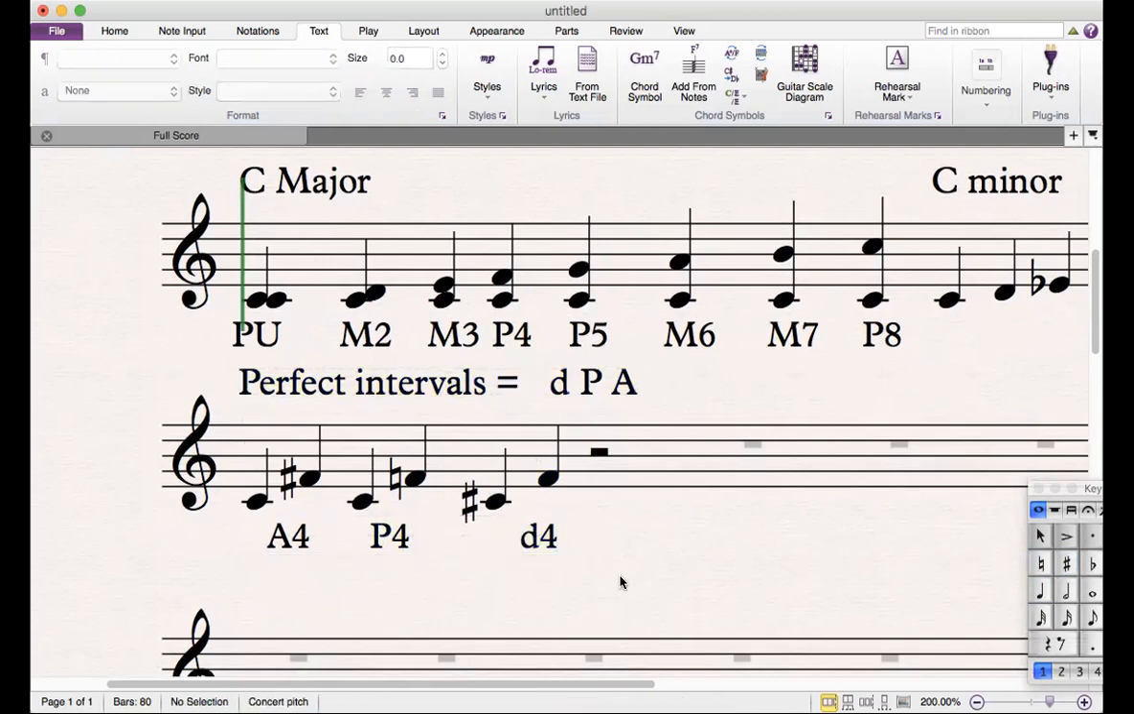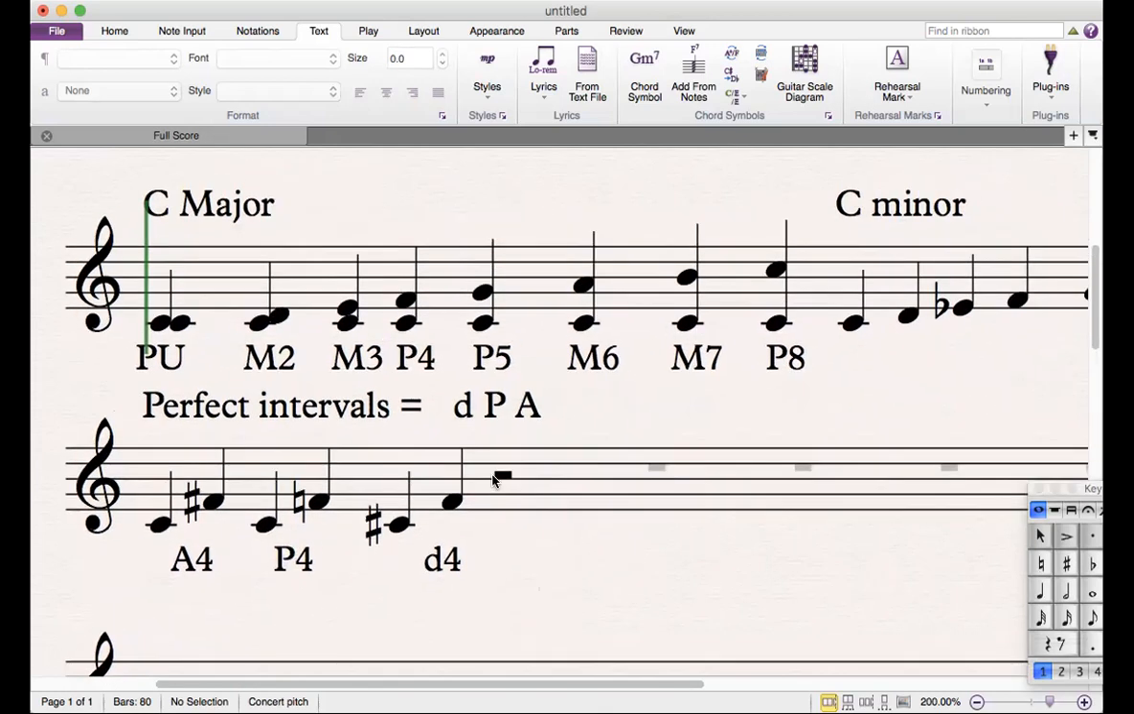This interval doesn't come up too often, but it does exist, and you should know how to figure it out. Again, you can start by comparing it to the major scale. That's an easy way to start. Okay. Now you can do the same thing with the minor scale.